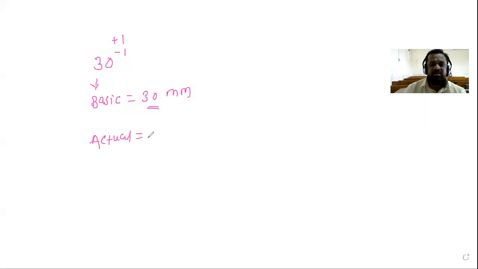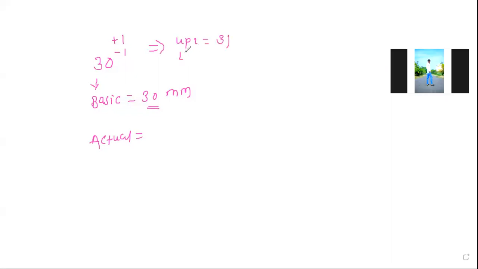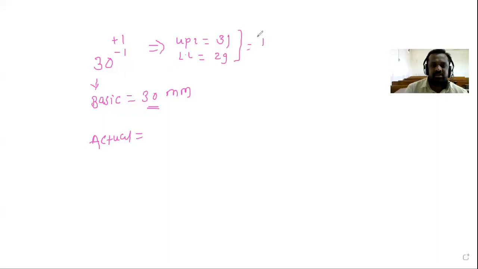After the production, please write down their limits. What is the upper limit? The upper limit is 31. And what is the lower limit? It is 29. You have to remember. Okay. And what is the tolerance? The tolerance is 2.